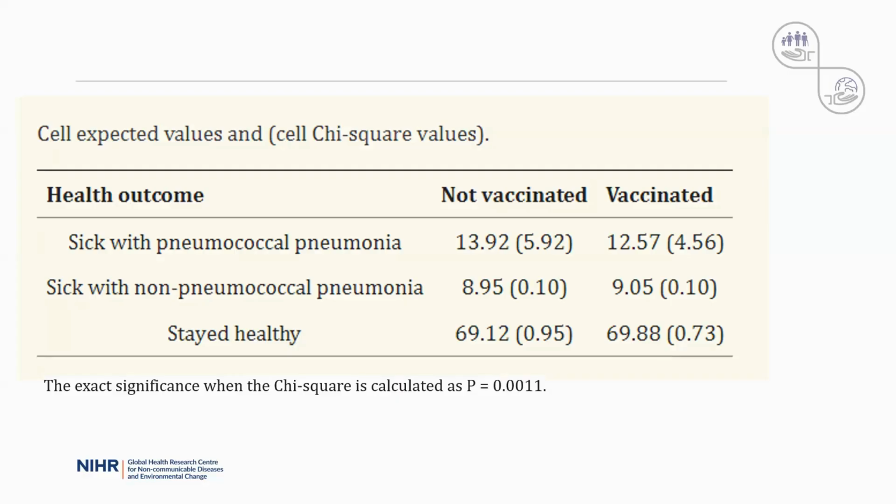So we see here, let's say, the chi-square value of 5.92 already tells us that there is a huge discrepancy between the observed and what you expect in this particular cell. So for patients who are sick with pneumococcal pneumonia and who are not vaccinated, there's a huge difference between what you actually observe and what you would have expected. And this itself tells you the significant association between vaccination status and sickness with pneumococcal pneumonia.